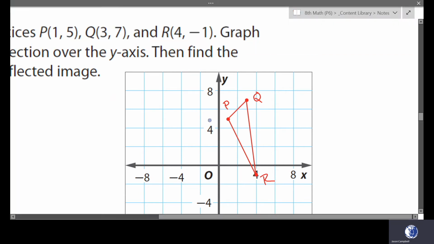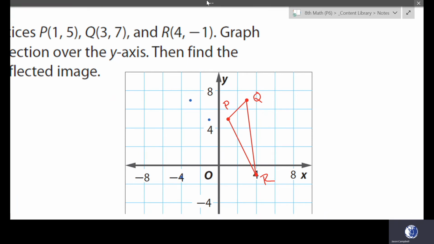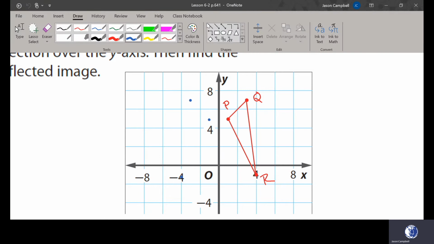P prime is going to go right here. Q prime is going to go right here. We're keeping our y value the same, but we're multiplying our x value by -1. Whenever you reflect over the y-axis, you have to multiply your x coordinate by -1. So our +3 turned into a -3, but it's still +7. And then our last point at (-4, -1), we will connect these together.